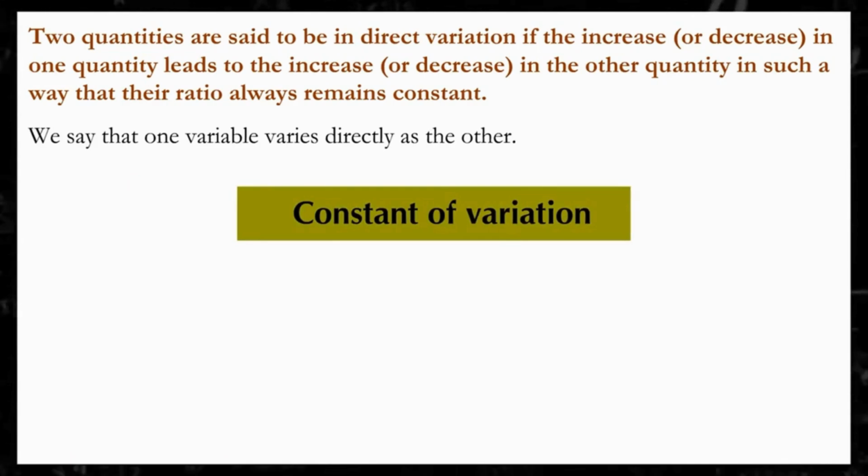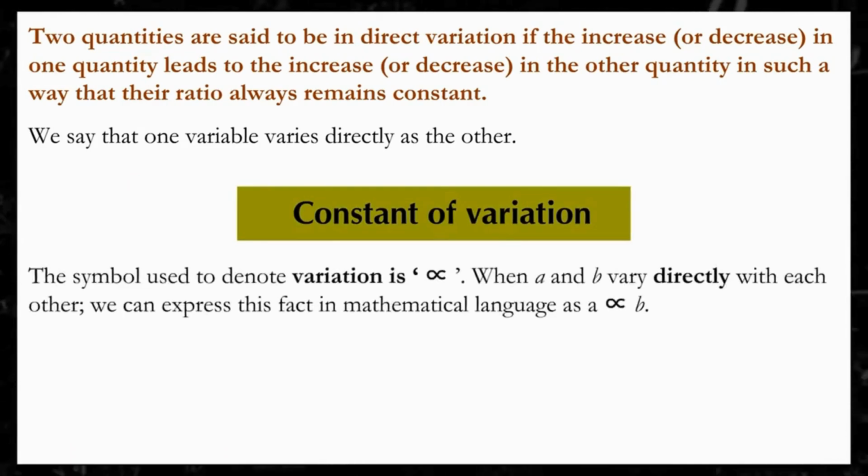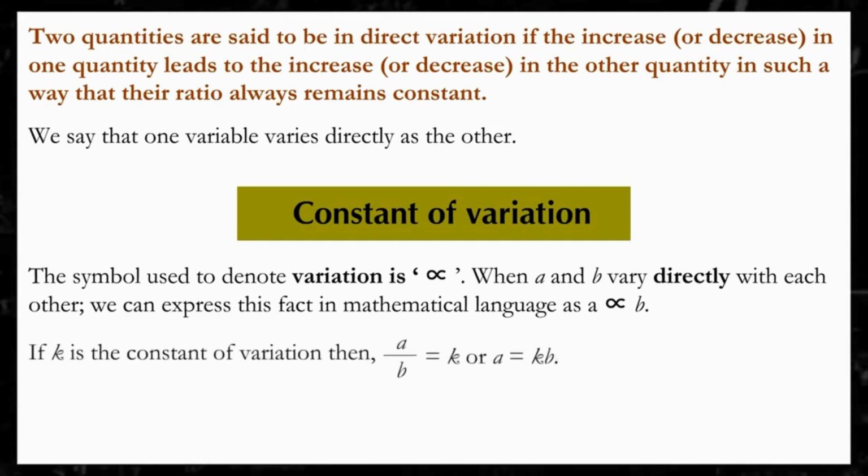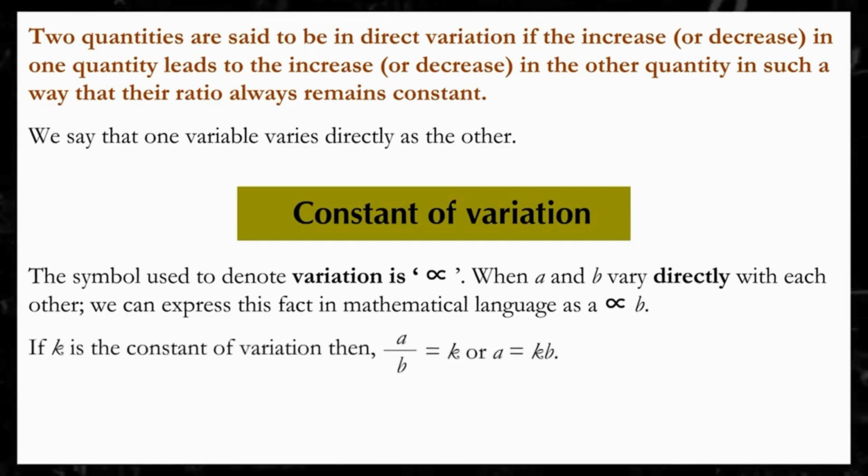Constant of variation. The symbol used to denote variation is proportional. When A and B vary directly with each other, we can express this fact in mathematical language as A is directly proportional to B. If K is the constant of variation, then A upon B is equal to K, or A is equal to KB.